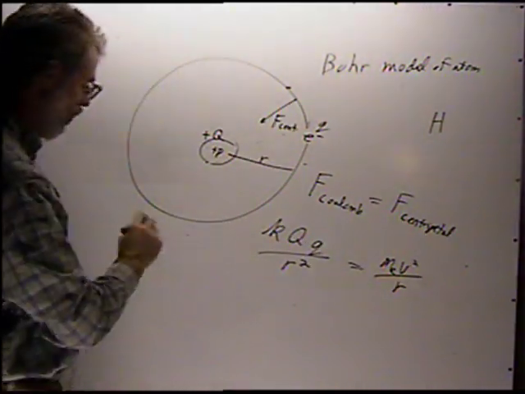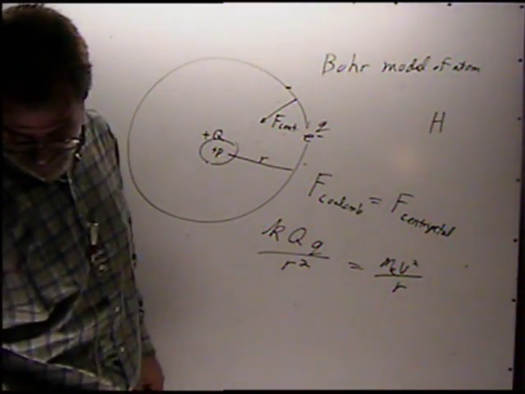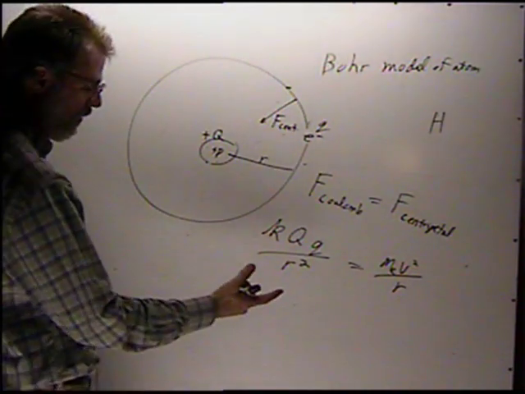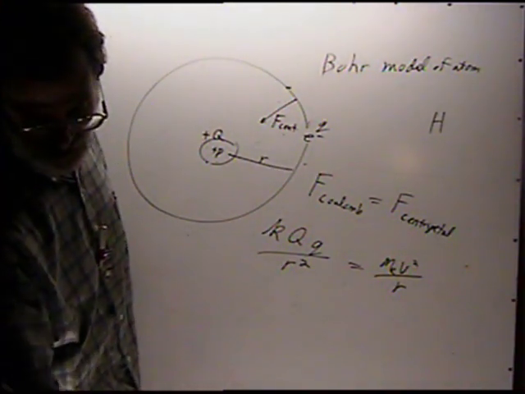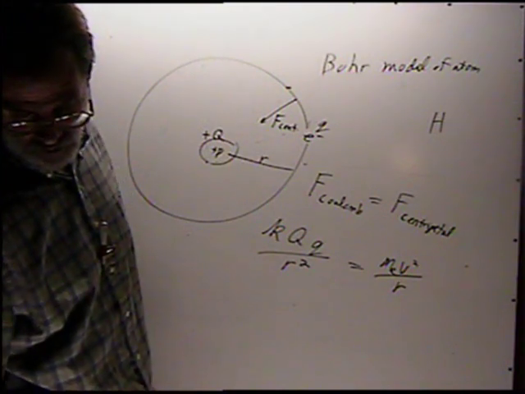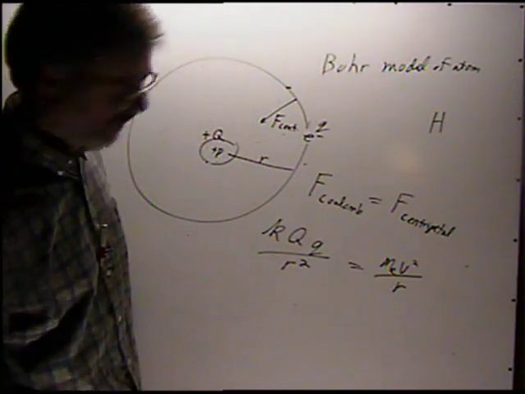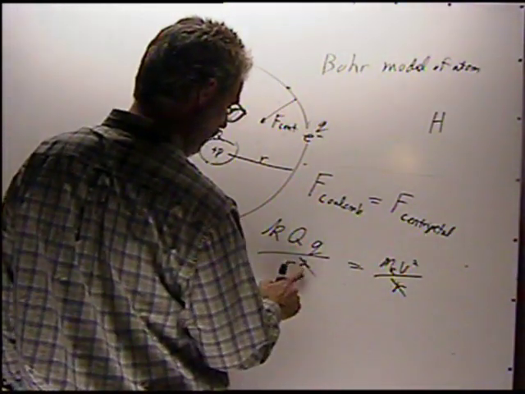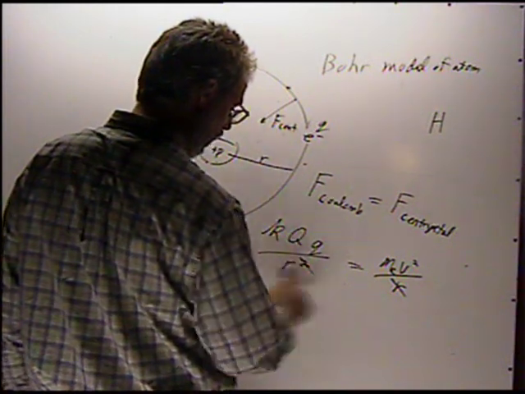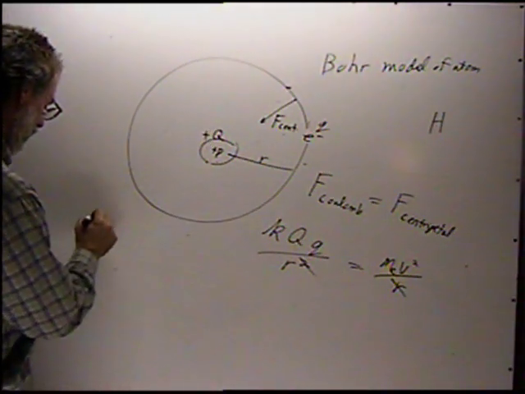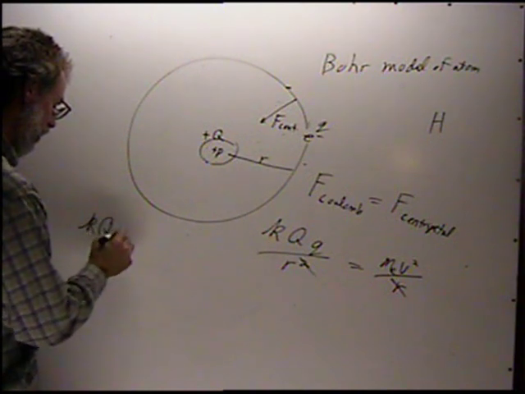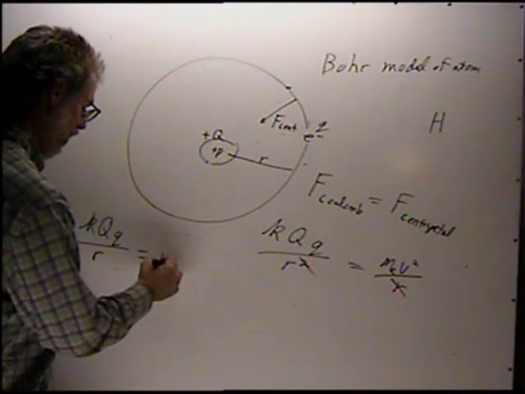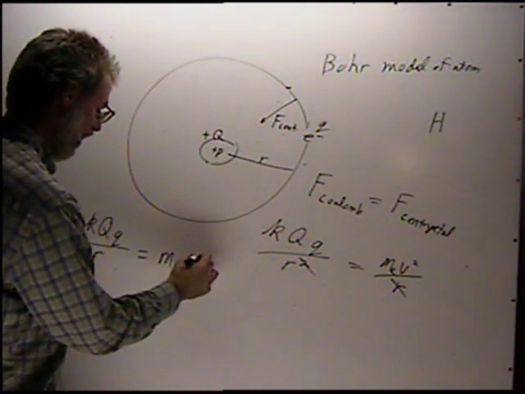So we can take this equation, and can we actually solve it? Well, yes, we can. We're not going to do it in the next example, but we'll notice that we can cancel out one of the radii, and we end up with K Q over r equals the mass of the electron times the velocity squared.